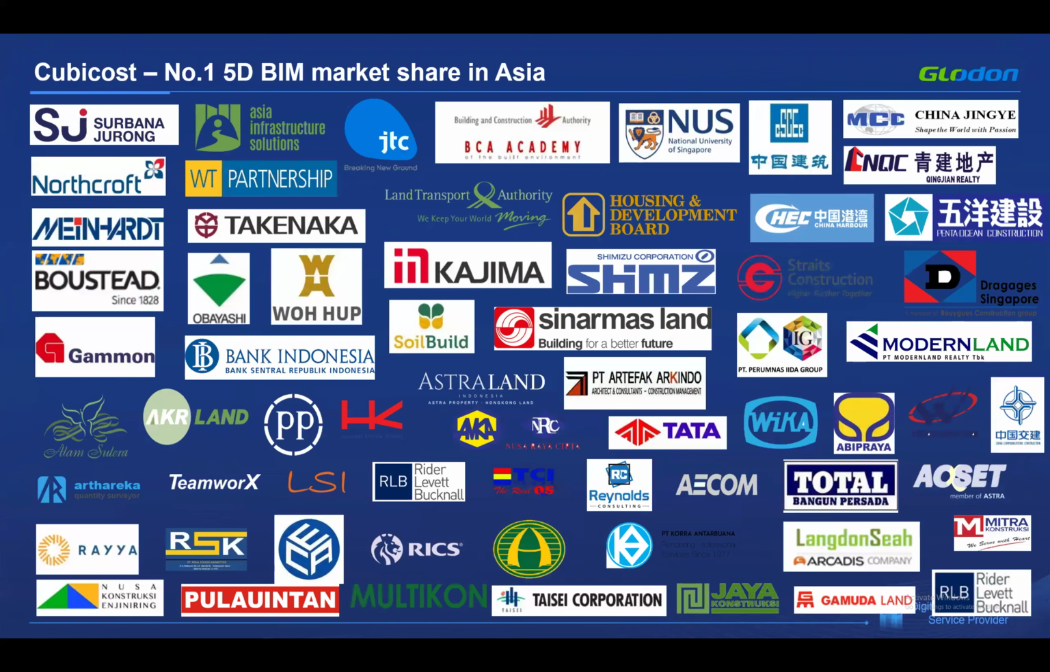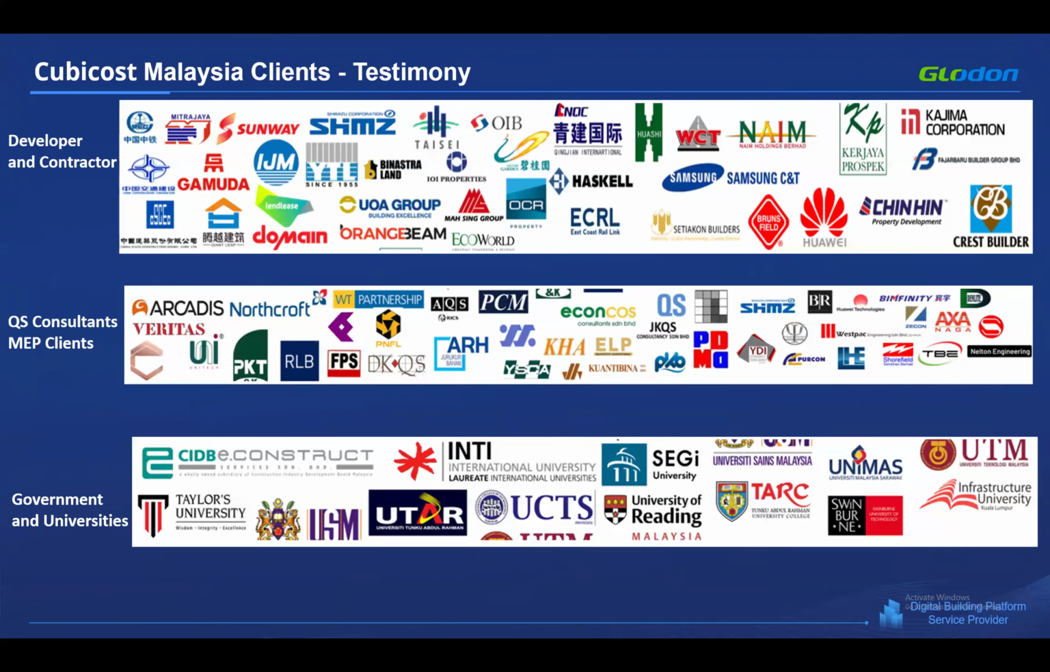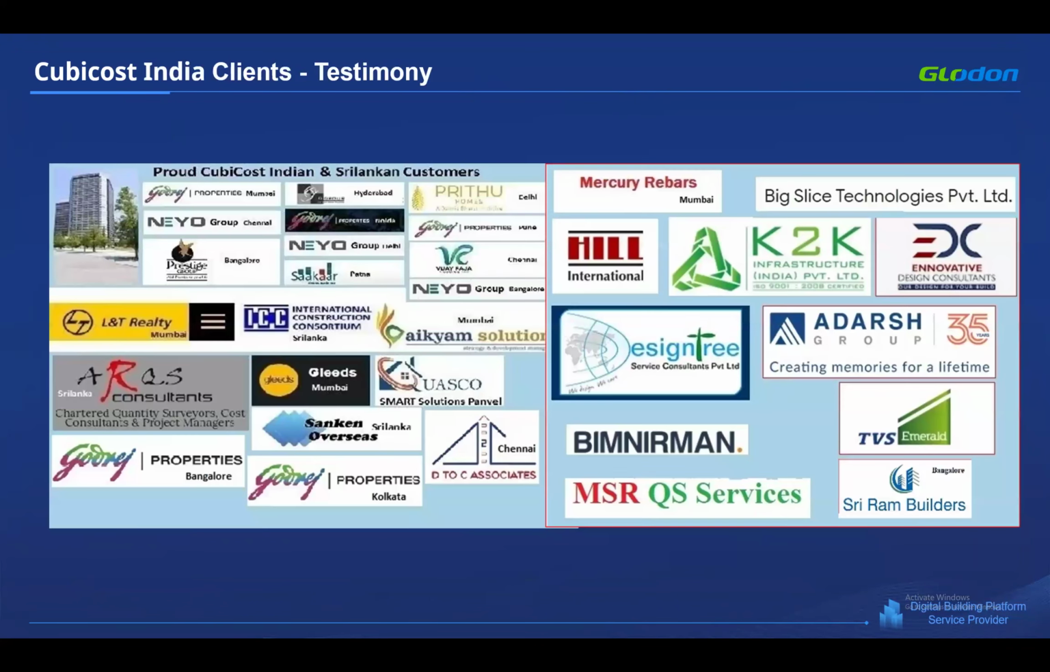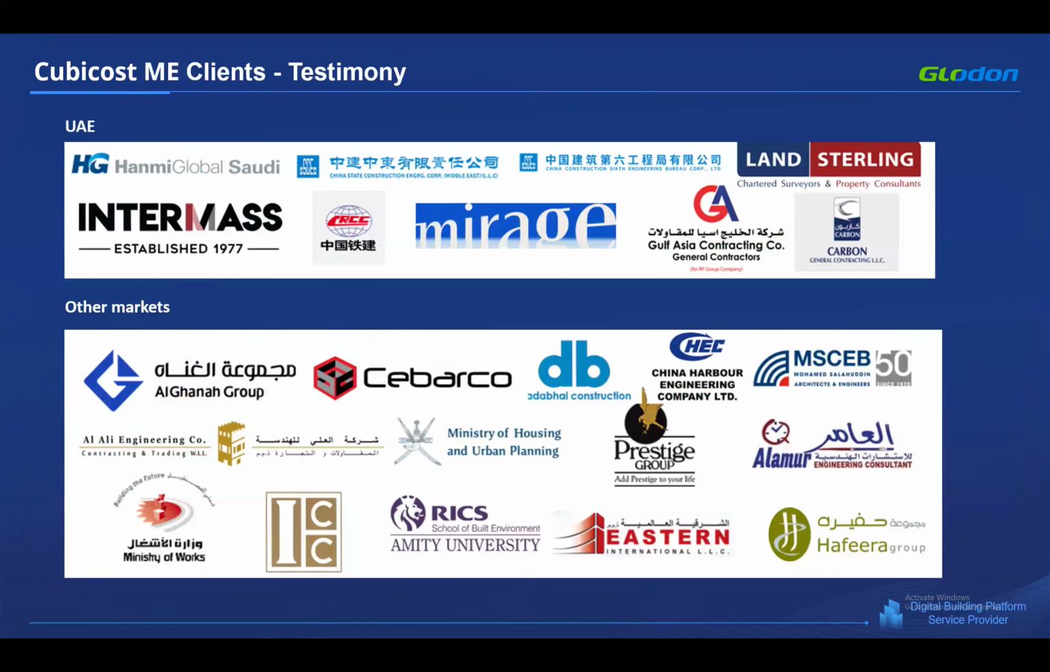We have plenty of customers in the Asian region, and these are from Malaysia, Indonesia, Vietnam, Thailand, Philippines, and India. And these are some key clients from UAE. You can see Mirage is here. Okay, and all the Chinese companies use our software. Land Sterling, one of the leading property consultants in UAE. Mirage is the cost consultant for AMR project, and Carbon Group, Carp Asia, Intermas, and three other companies purchased our software in UAE recently, and I have generated job opportunities in Land Sterling.